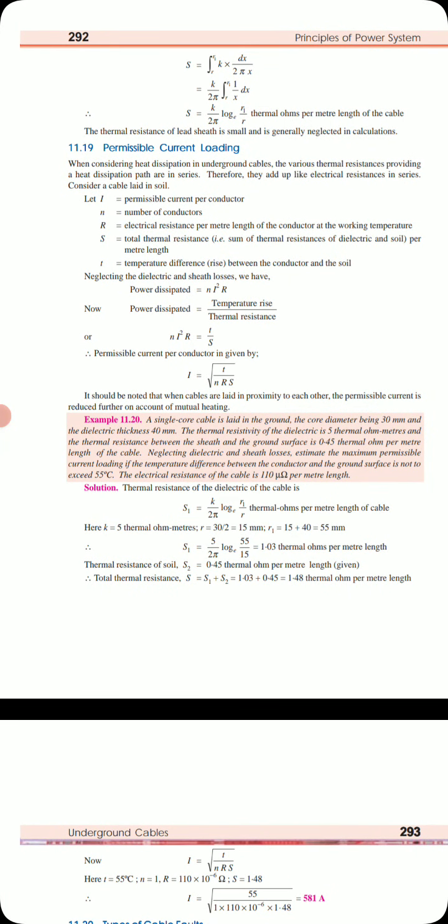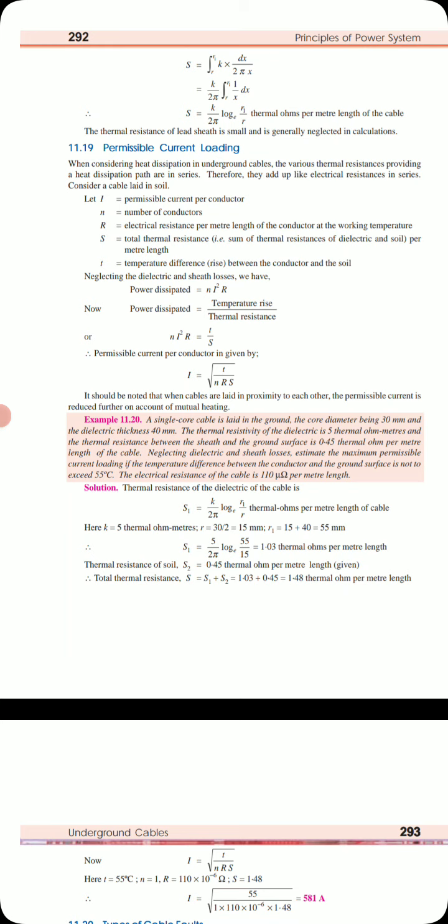When considering the heat dissipation in underground cables, the various thermal resistances providing a heat dissipation path are in series. Therefore, they add up like electrical resistances in series. So consider a cable laid in the soil. Let I be the permissible current per conductor, N the number of conductors, R the electrical resistance per meter length of the conductor at the working temperature, S the total thermal resistance per unit length, and T the temperature difference between the conductor and the soil, neglecting the dielectric and sheath losses.